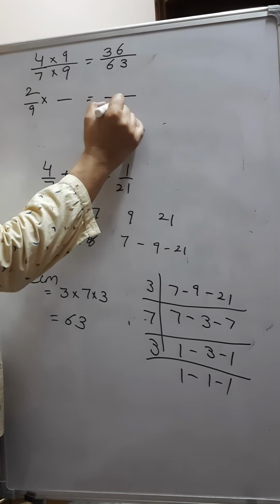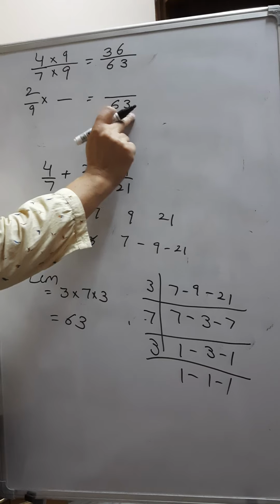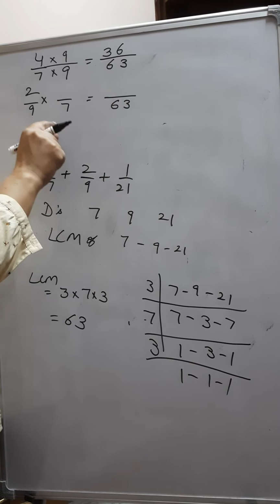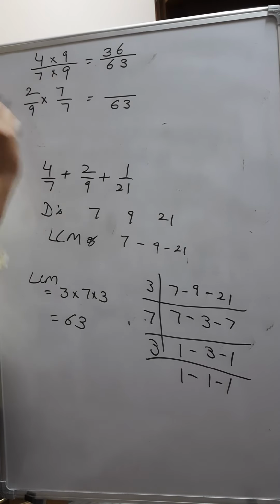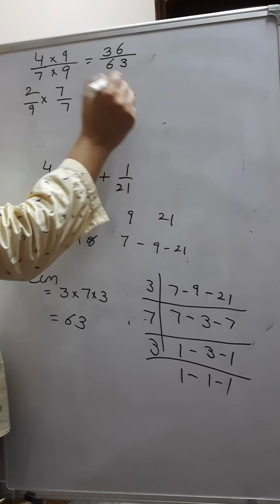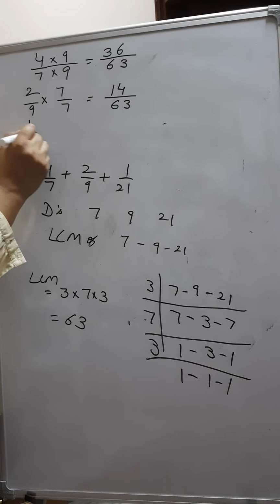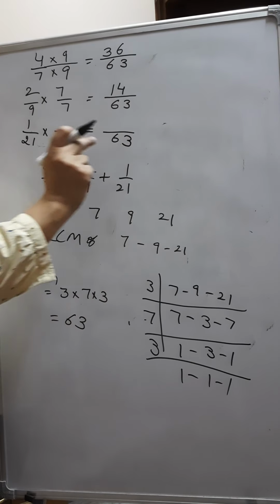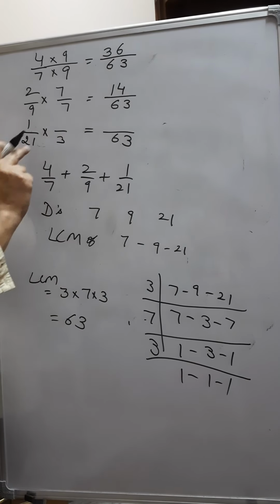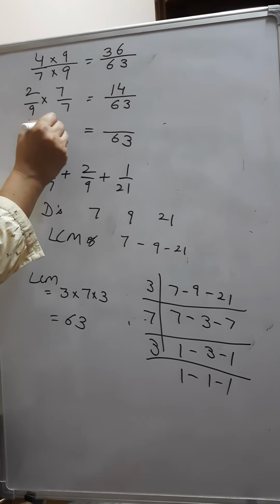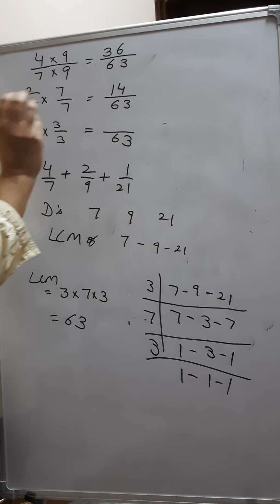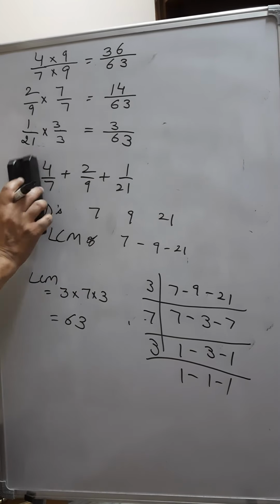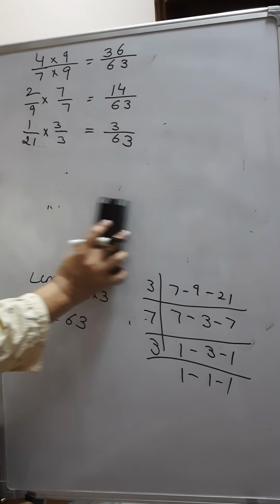Second is 2/9. 9 is multiplied by which number to get 63? It is 7. If the denominator is multiplied by some number, the same number is multiplied to the numerator. It is 14/63. Then 1/21. 21 and 63, it is 3. 21 into 3 is 63. So 3 in the numerator also. 3 is multiplied to 1. You will get 3/63. Followed?